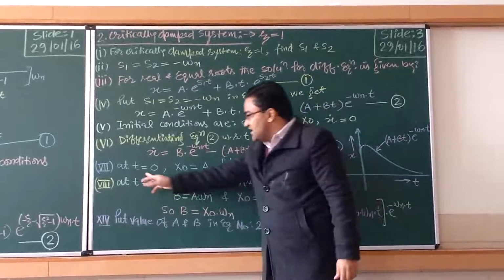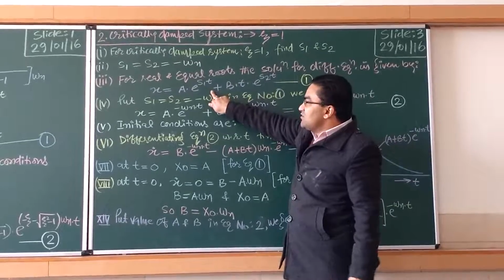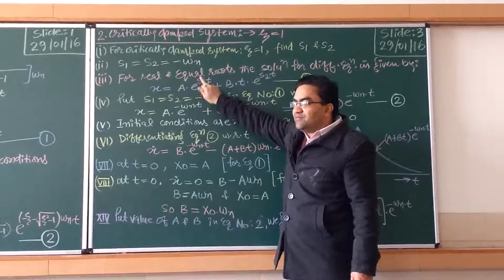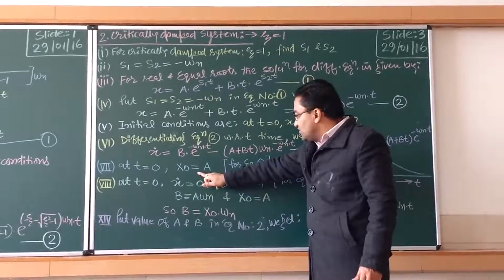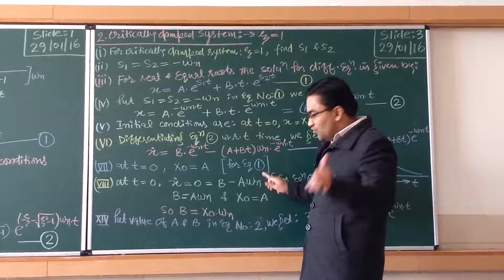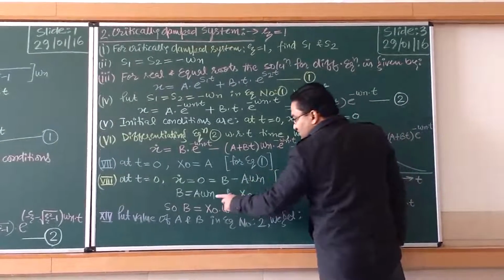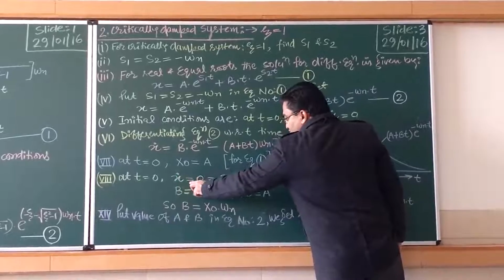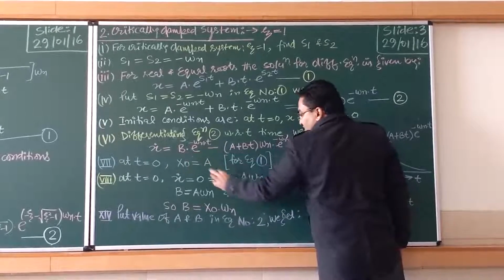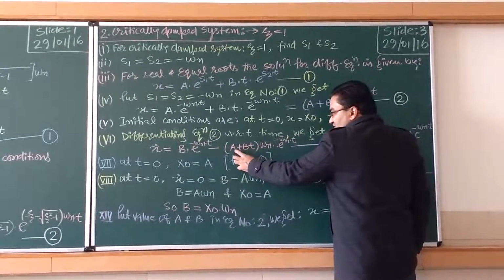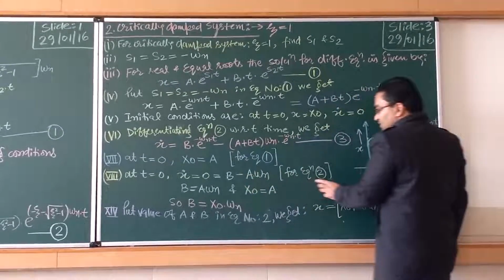First of all, at t equal to 0, x0 will be equal to, if I apply t equal to 0 over here, this becomes 1 completely and this becomes 0. So x0 will be equal to a for equation number 2. Similarly, in equation number 3, we are applying the initial condition at t equal to 0, x dot equal to 0. So this is 0, and at t equal to 0 this becomes 1. This means here it is b minus a into 1 into omega n.